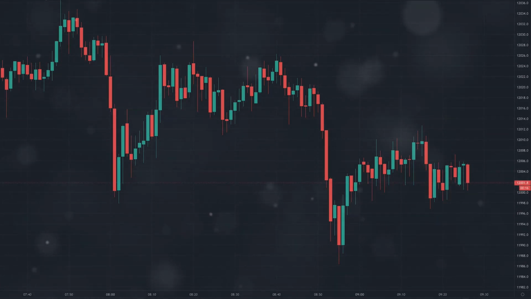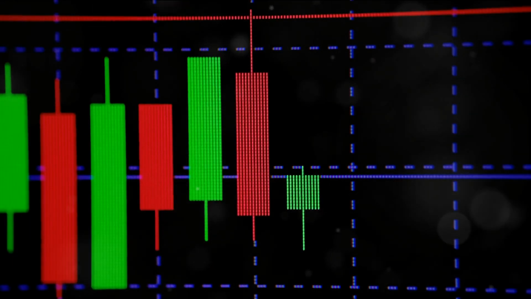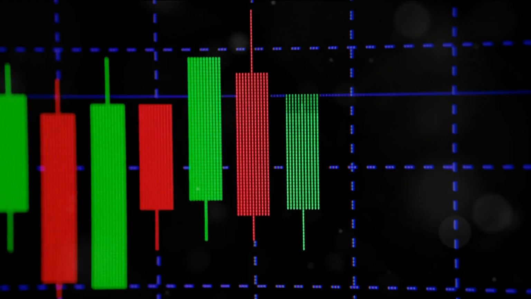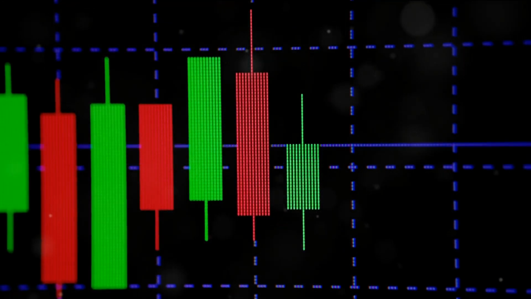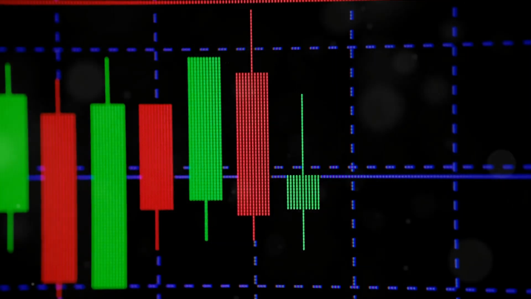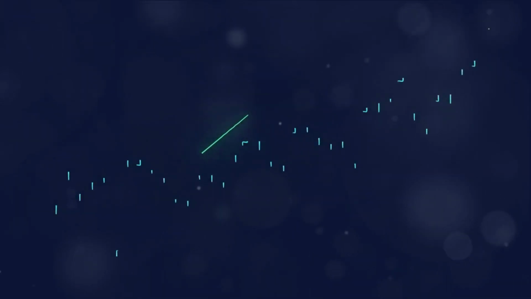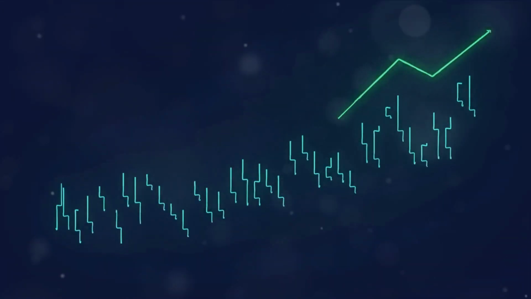This is a pattern that appears after an upward trend, and it's a strong indicator that the bears have taken control. The bearish engulfing consists of a small green candlestick followed by a large red one. The red candlestick's body engulfs the green one, hence the name. This indicates that selling pressure has overwhelmed buying pressure and could signify a reversal in the market's direction.